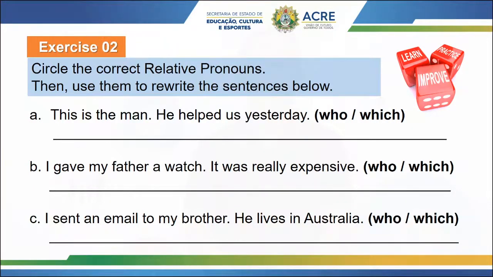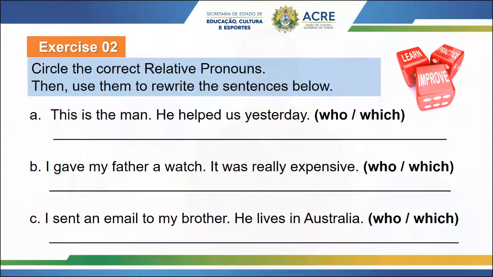Letter B, I gave my father a watch. It was really expensive. Who or which? And letter C, I sent an email to my brother. He lives in Australia. Who or which? Right? So let's check, right?